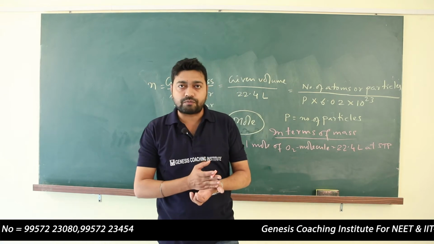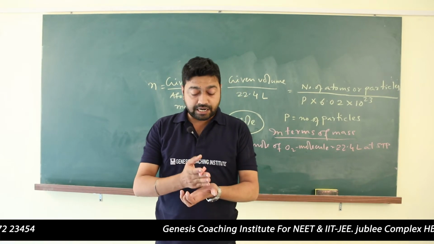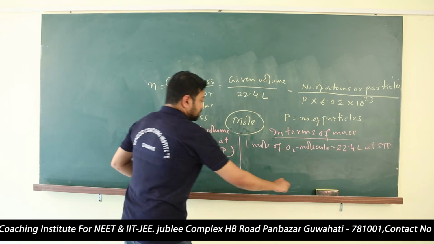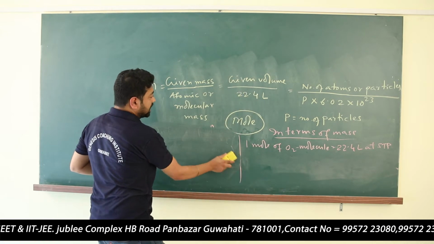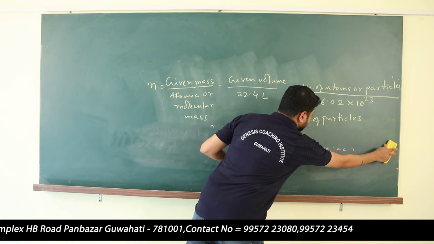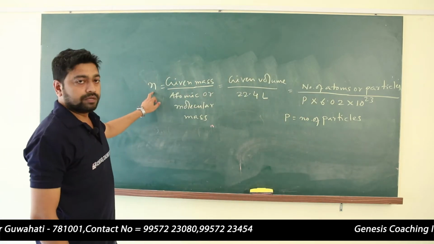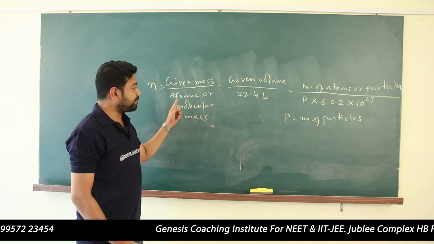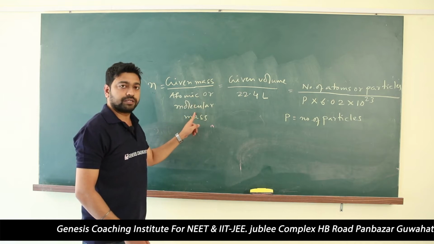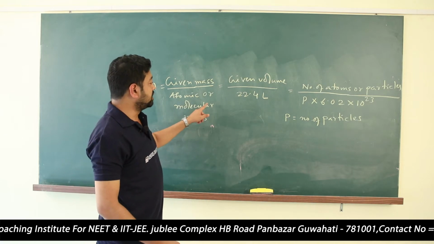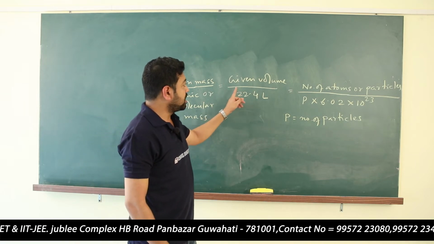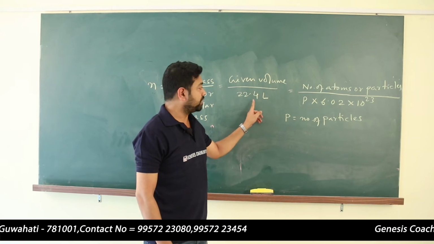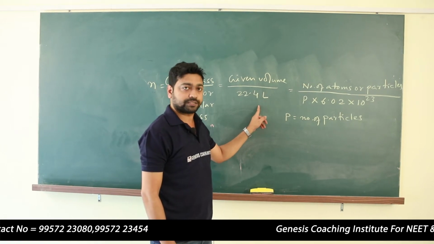Now we have 3 definitions of mole: in terms of mass, in terms of number, as well as in terms of volume. If we generalize these, we have this equation. Here n is the number of moles, equal to given mass divided by atomic or molecular mass. If dealing with atom, then atomic mass; dealing with molecule, then molecular mass. Second, given volume divided by 22.4 liter at STP. This value is fixed.